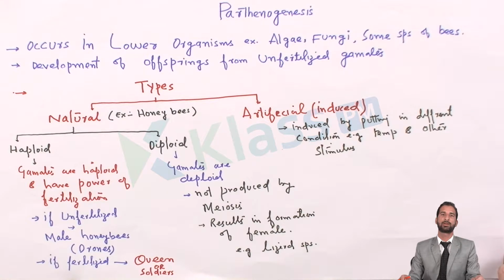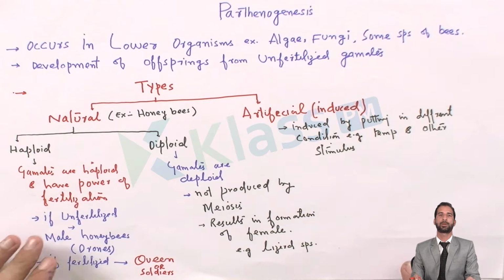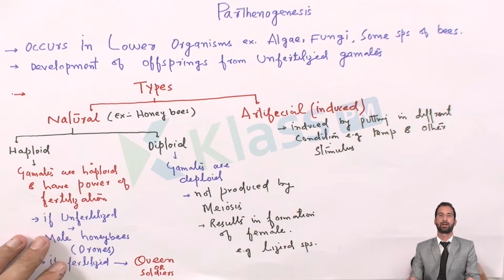Parthenogenesis is the formation of individual offspring without the fusion of gametes. It means that the offspring is developed from an unfertilized egg. When a male gamete and a female gamete fuse, they form a zygote, and this process is called fertilization. From this fertilized egg, the young ones are generated.